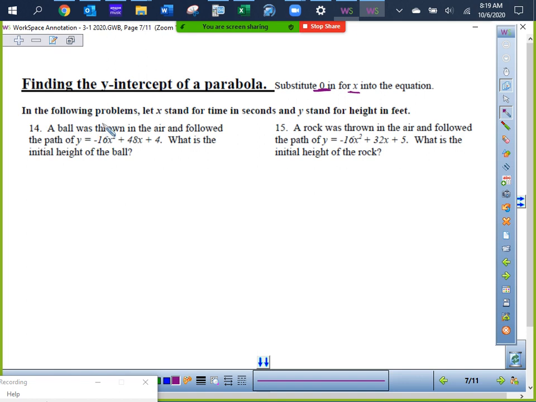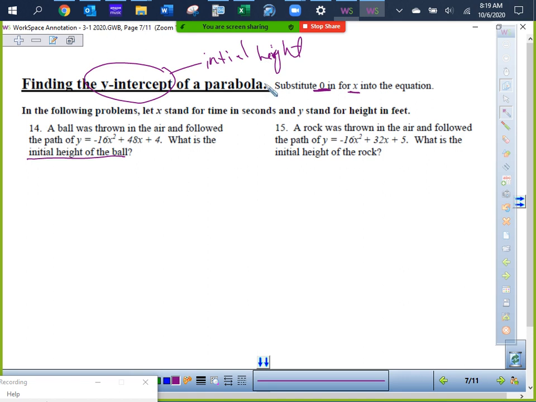So check it out. A ball was thrown in the air following this path. What is the initial height of the ball? Initial height means find the y-intercept. You might even make a note, if you wanted to. This is to find the initial height. Y-intercepts help you find the initial height of a ball or a thrown object or anything like that. And it's so easy that we don't even need a calculator because 0 is a very, very magical number. We're going to put 0 in for x.